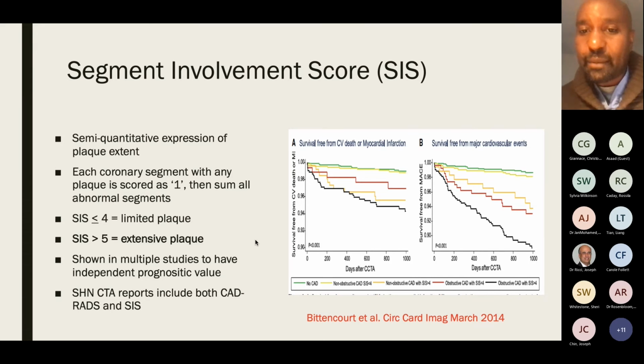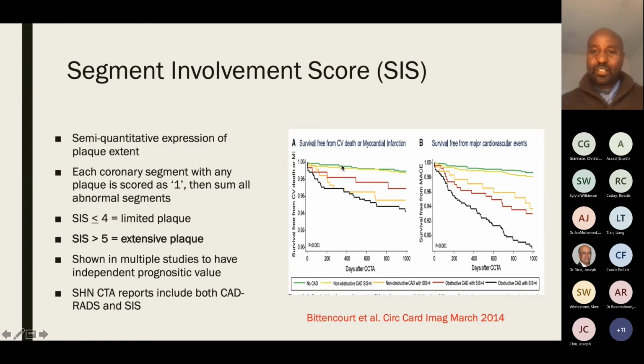On the diagram here is data from a study that came out of the Brigham and Women's Hospital in Boston, where they looked at the correlation between both diameter stenosis severity and then extent of plaque using the segment involvement score. And what they found was that it did help risk stratify. So their outcome of interest was survival free from CV death or myocardial infarction.